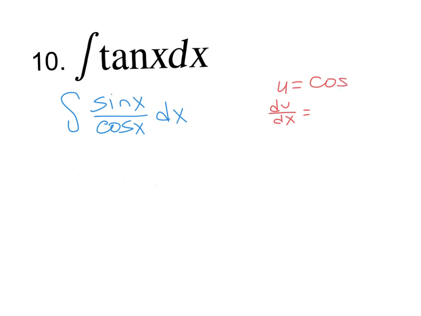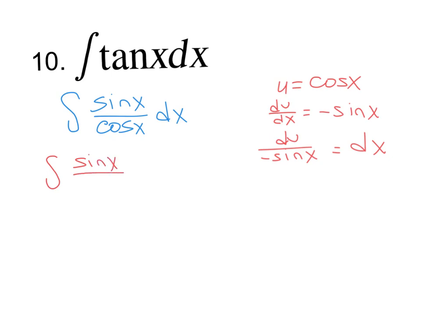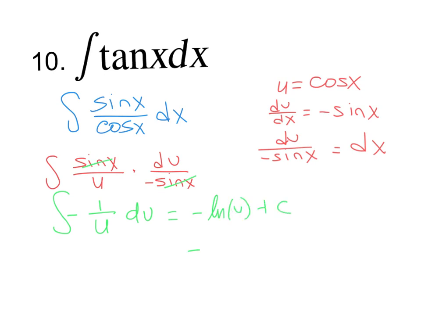So u is cosine x, du dx is negative sine. So dx is du over negative sine x. So that when we make our substitution now, sine x is on top, your u is the bottom, du over negative sine. So now the signs cancel. So negative 1 over u du. Whose antiderivative is 1 over u? Careful there. That's an ln. So it's negative ln of u plus c, negative ln of cosine x.